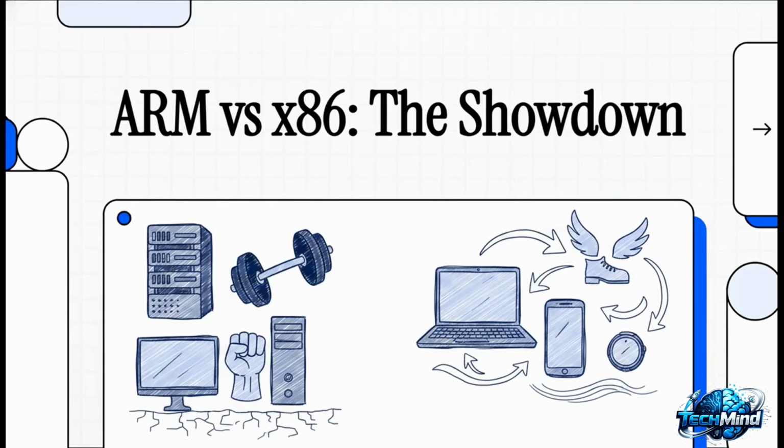Look, if you've been paying any attention at all to the tech world recently, you know we are right in the middle of a massive, high-stakes battle for the future of computing. On one side, we've got the traditional heavyweight champion, x86, and on the other, the incredibly agile, wildly efficient challenger, ARM. Today, we're going to break down exactly how these two completely different architectures work, why they're fighting for dominance in everything from the laptop sitting on your desk to the world's largest data centers, and what all of this means for the future of the devices you use every single day.